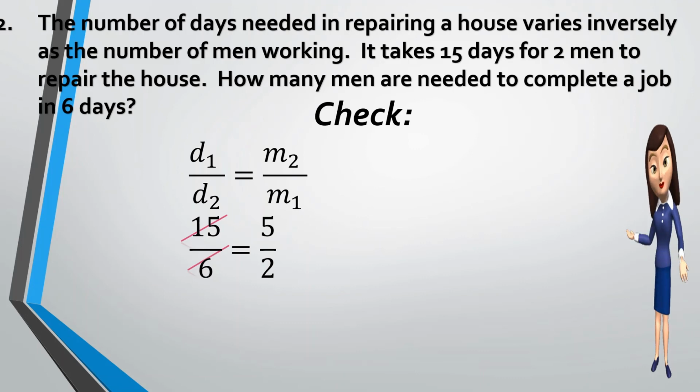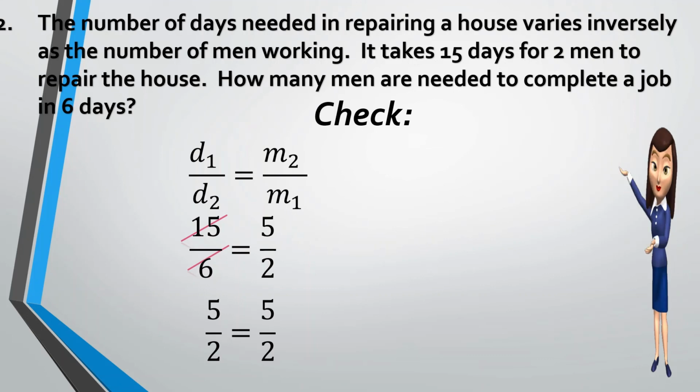The first value of days is 15, the second value is 6. The second value of men, and that is your answer a while ago, is 5. And the first value of men is 2. Then we're going to get the lowest term of 15 over 6, and that is 5 over 2, equals 5 over 2. And that checks.